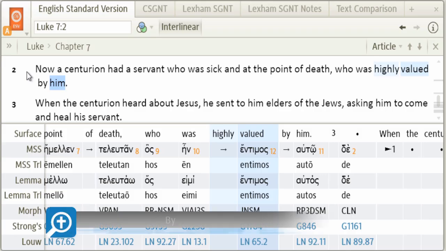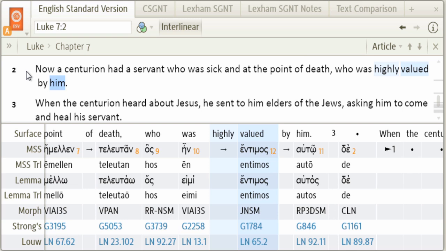Luke 7:2 reads, "Now a centurion had a servant who was sick and at the point of death, who was highly valued by him." Here's the first illustration where a word in the dative case can perform the task of a preposition. Take a look at the word that's highlighted here, him. If we look at the underlying Greek word, we see that that is auto, which is translated him. And to the left of this word, we see an English preposition, by, but it doesn't have any information underneath it. This English word is supplied by translators to help flesh out the meaning of this Greek word here, which is in the dative case.